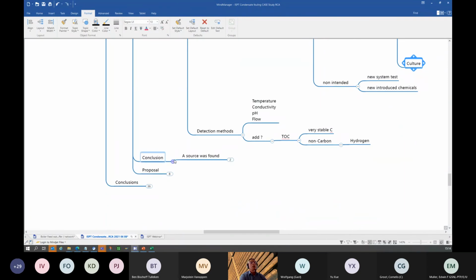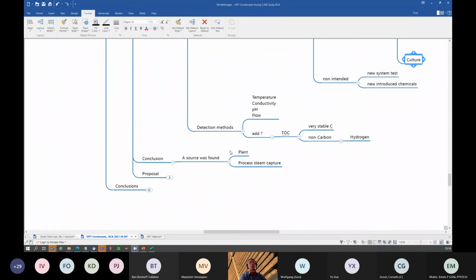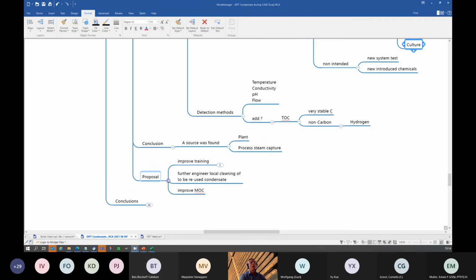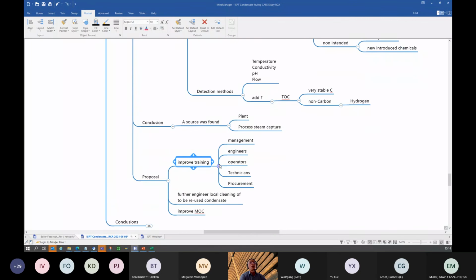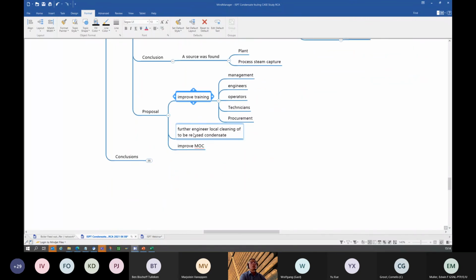So the conclusions of the RCA was that we had a source in the plant and that the steam process capture was the cause of fouling. And this, of course, was a technical conclusion. We needed also to go a bit higher in the system. We needed to improve the training for management, engineers, operators, and technicians. We needed to further the local cleaning of reuse condensate for this site. We needed to improve the MOC.